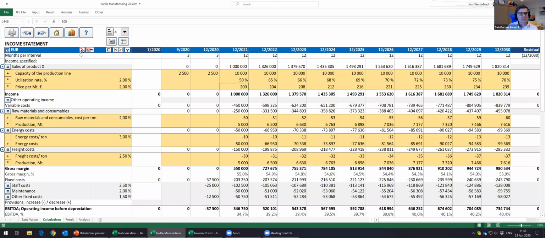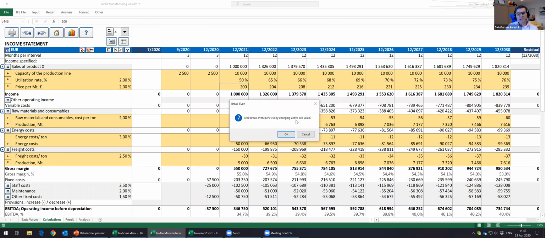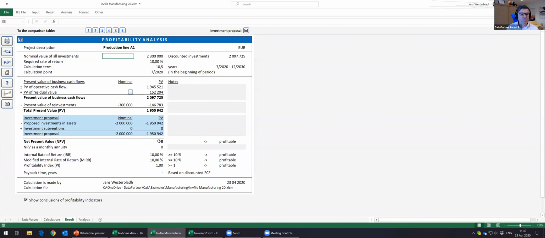I can press this button with the red arrow down to plus minus 0, or I can go from the menu analysis, cell break-even, and it asks me to seek break-even by changing active cell value. Break-even is when net present value is 0. I press OK, and it will start doing it. And actually, it didn't take even a second, and now it tells me that it should be at least 177. Not lower than that, even taking into account the 2% increase. At 177 euros market price, we are at net present value 0, return 10%, and profitability index 1.